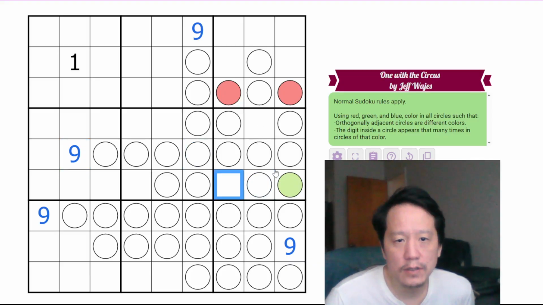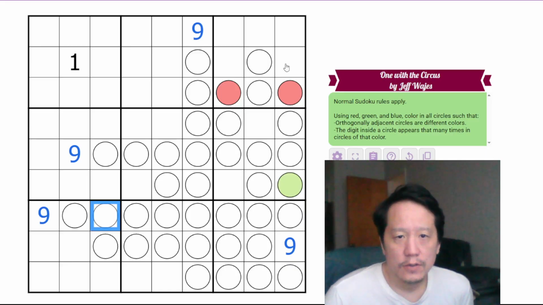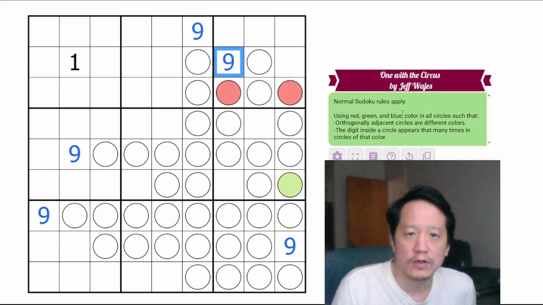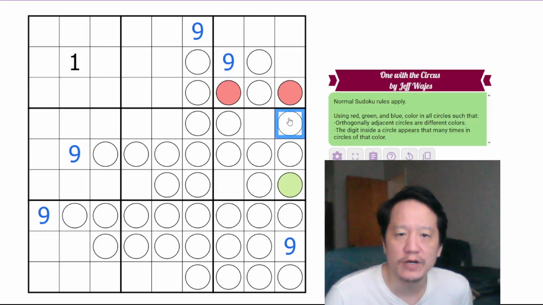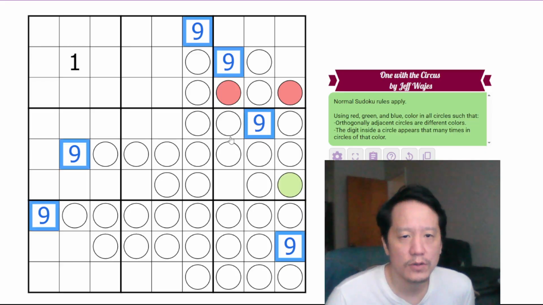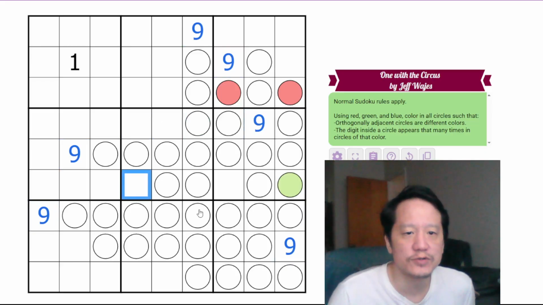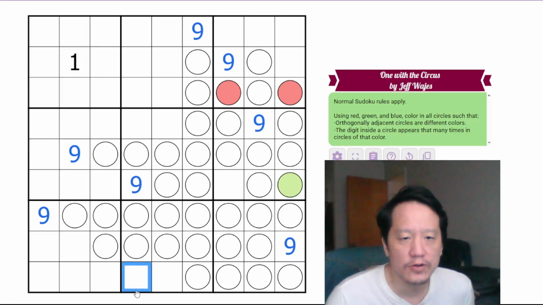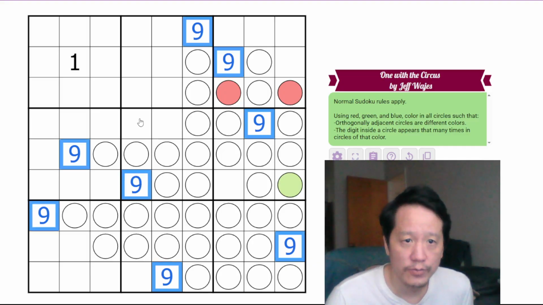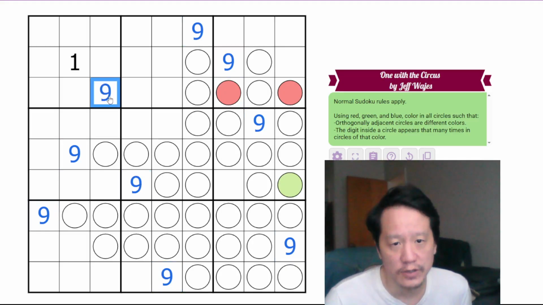Let's see. 9 cannot be here or here in box 3 and can't be in circles, so it must be here, which eliminates 9 here in box 6, so 9 can only be here in box 6. Cannot be here in box 5, so it can only be here. Can't be here in box 8, so it must be here in box 8. And we have 8, 9, so the last 9 has to be here.